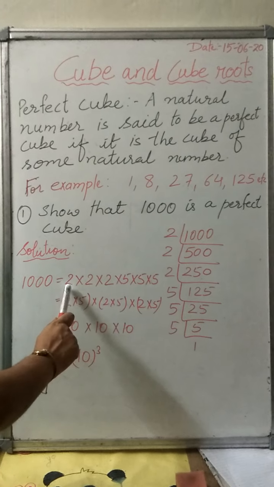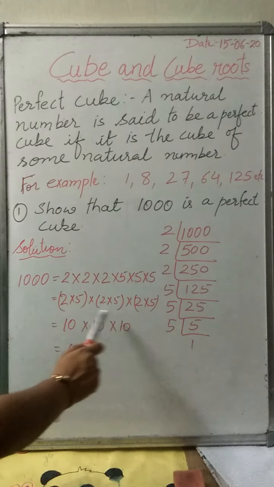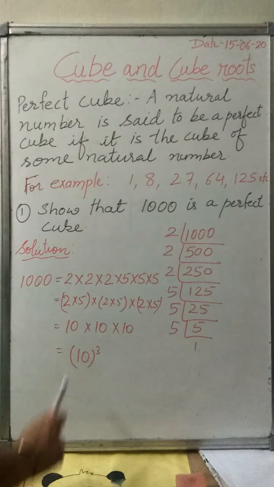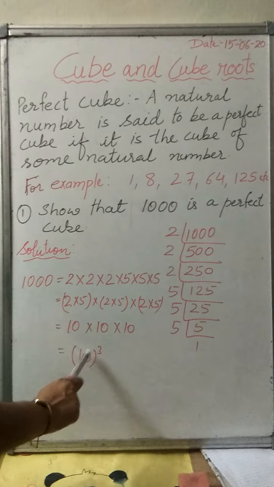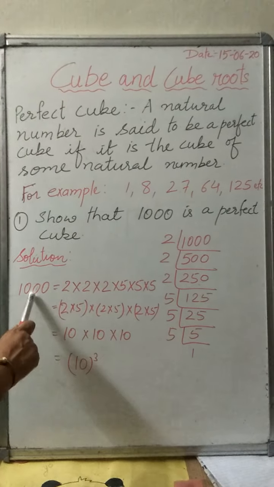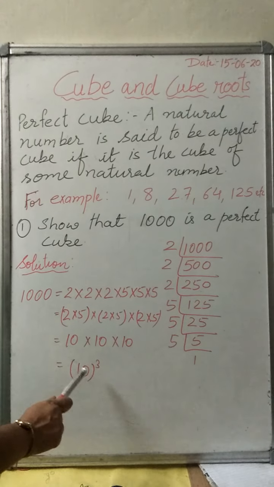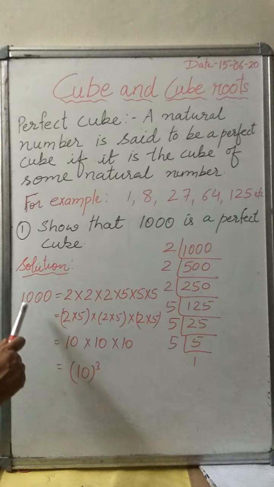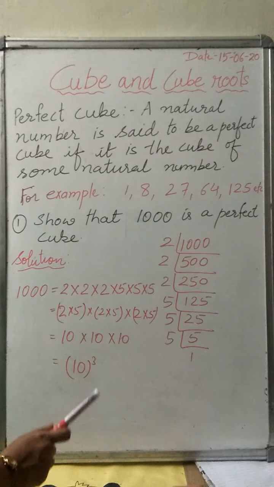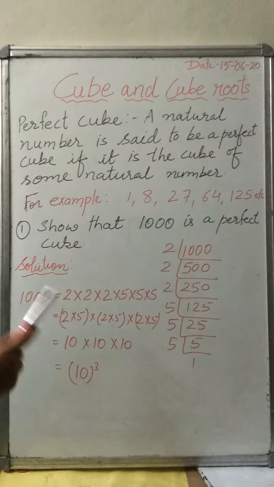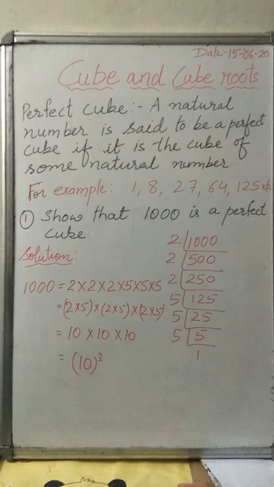Now here is a group of 2s and a group of 5s. Now we have combined these and we have got 10 into 10 into 10. So 10 to the power 3. So that means 1000 is a perfect cube of 10. 1000 is the cube of 10. By multiplying the natural number 10 three times, you are getting 1000. So therefore 1000 is a perfect cube.